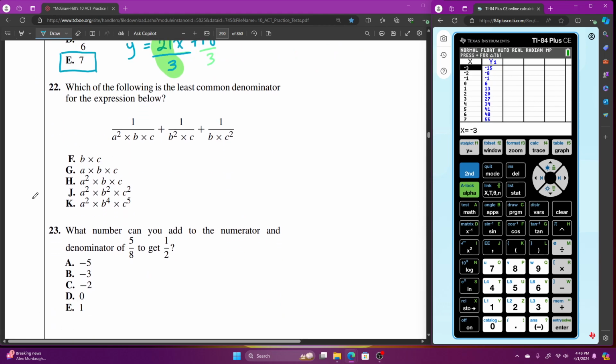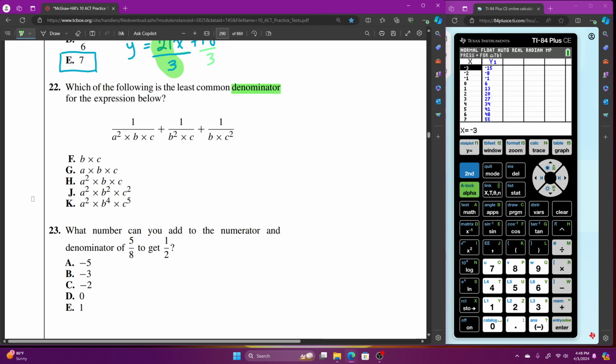Number 22 says, which of the following is the least common denominator for the expression below? So we want to look at the denominators to figure out what the least common denominator would be. Everything in the denominators is multiplying. So what's the biggest A? What's the biggest B? What's the biggest C? And that's what we want. A squared times B squared times C squared. J is our correct answer.